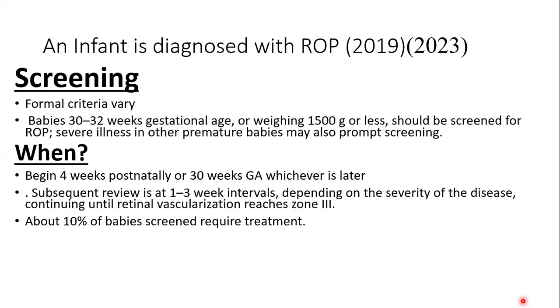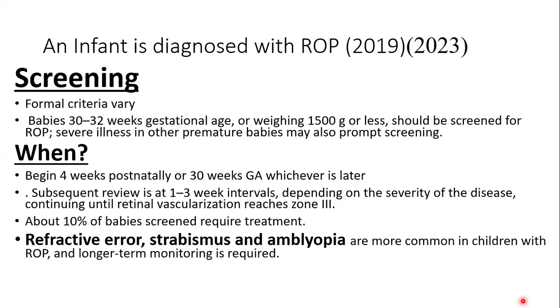What are the complications that can happen to those babies, even if they passed that dangerous phase and were treated, whether with laser, injections or anything else? What are the complications that can happen in the long term? They can have myopia, high myopia. Yes. Strabismus, amblyopia. Yes, exactly. So those children will need more frequent follow-ups than normal children because they have a higher risk of refractive errors, especially myopia, strabismus, and amblyopia.